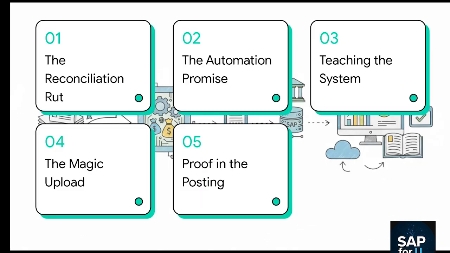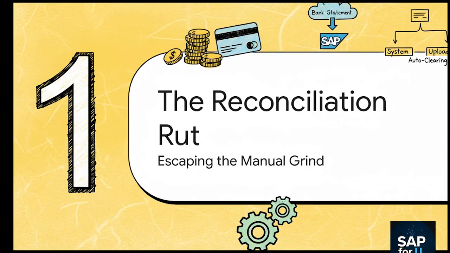So here's what we've got on tap. First, we'll talk about the problem, the rut. Then we'll get into the good stuff, the promise of automation. After that, we'll dive into how to teach the system, see the magic upload in action, and finally, check our work to see the proof. Let's do it.